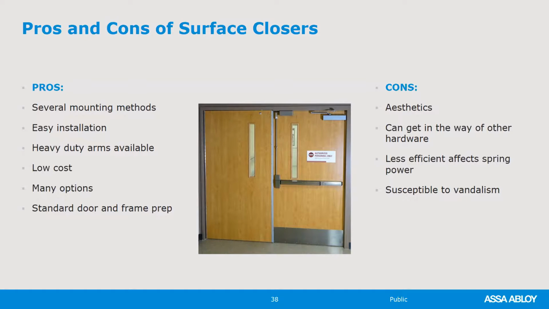Some of the cons: aesthetics. The surface closer can get in the way of other hardware. Thankfully, most doors in a hospital are very wide, but if you've got a surface vertical rod with a mag lock and a parallel arm closer, and you've got a narrow door, you may have an issue and you may need to conceal one or the other. They're less efficient. It affects the spring power on the closer, and they are susceptible to vandalism because people can see them and get to them.